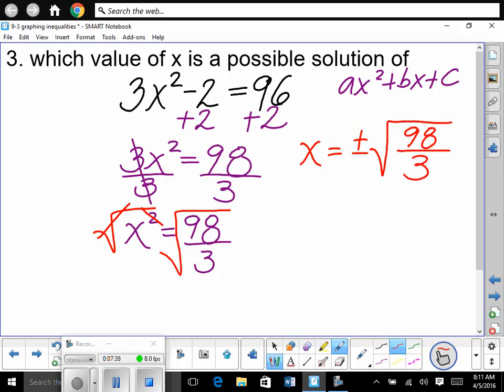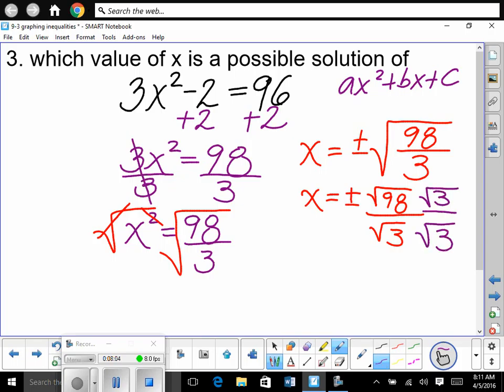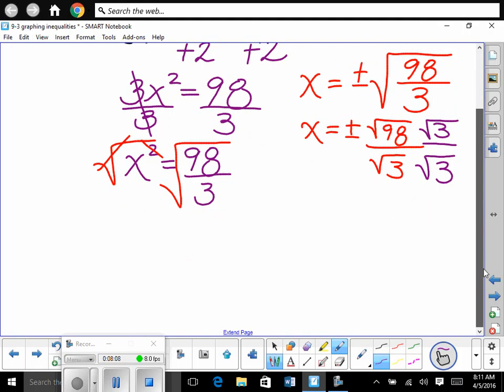Now remember, this is not considered simplified. Because remember, isn't this x is equal to plus and minus the square root of 98 over the square root of 3? Yeah? Okay, can we have a radical in the bottom of a fraction? No, we've got to rationalize the denominator. So we're going to go ahead and say, okay, I need to multiply by the square root of 3 over the square root of 3. That's just a fancy 1. A fancy 1 I'm choosing so that the bottom's radical will not be there anymore.